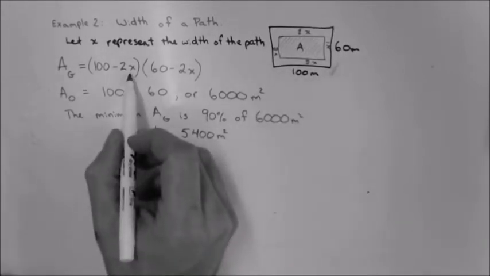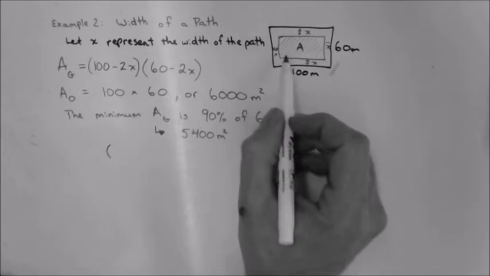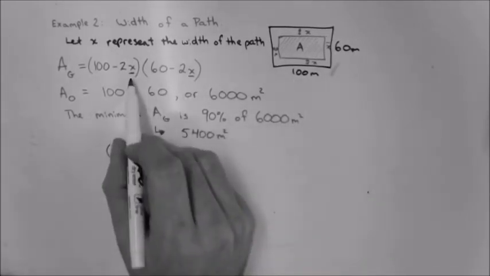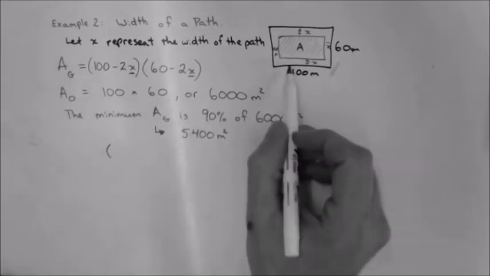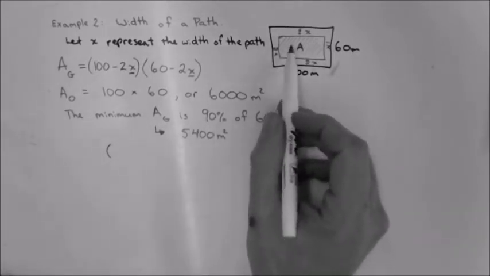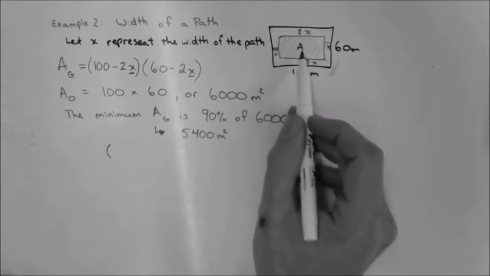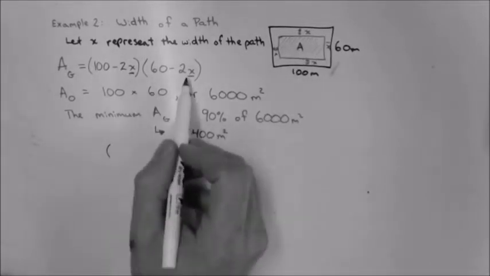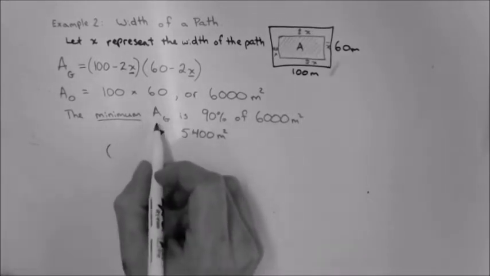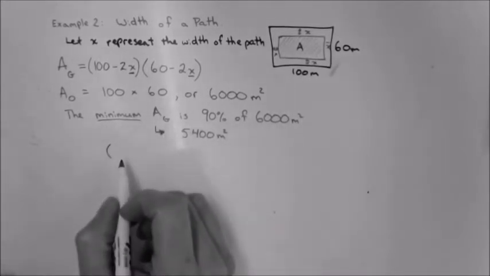So if we're finding the minimum area that's allowed, we'll be finding the maximum x. So we'll be finding the widest that the path is allowed to be, because remember, as the path gets wider, this area of grass is going to get smaller. So we're finding the maximum width of the path according to the minimum allowable area of the grass area.